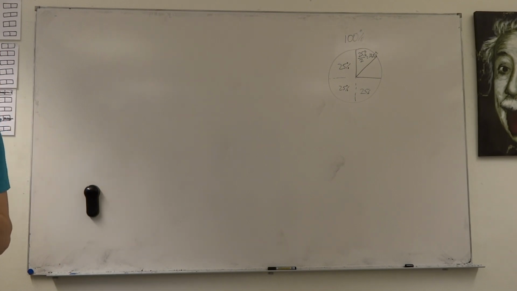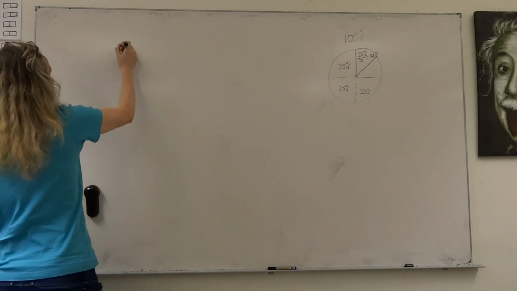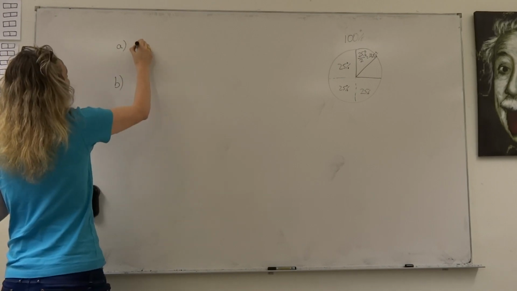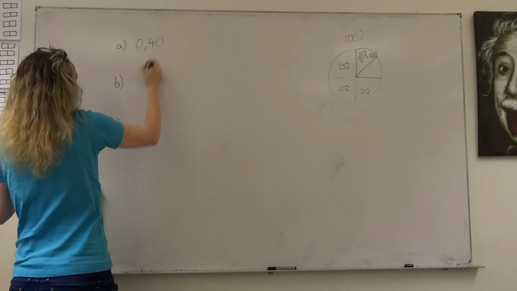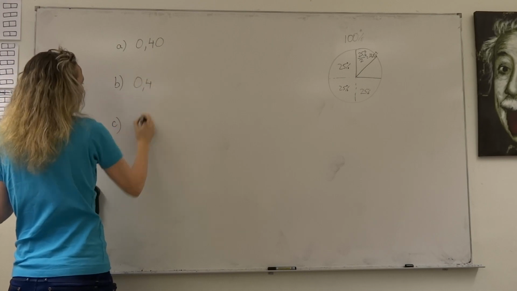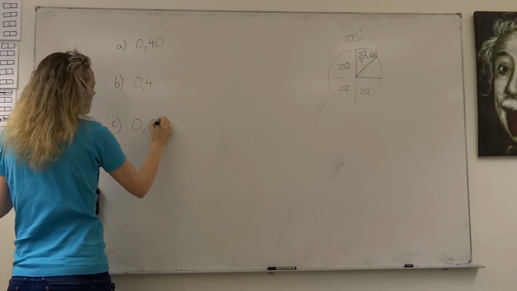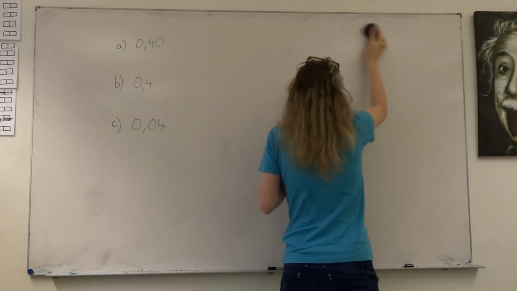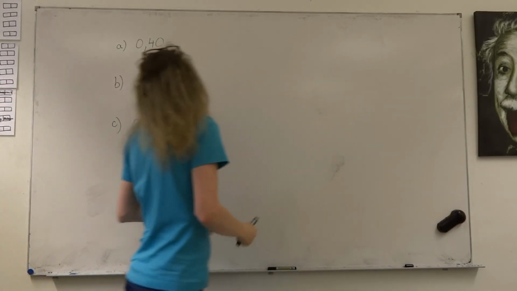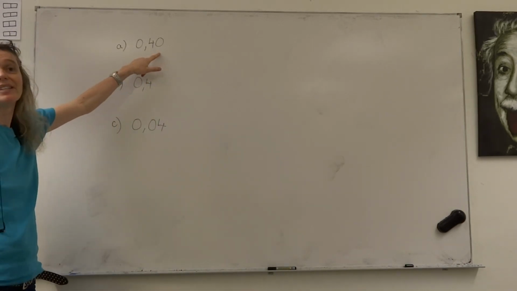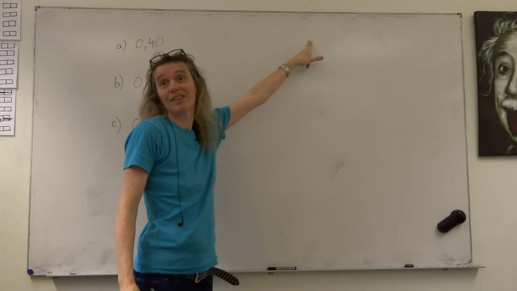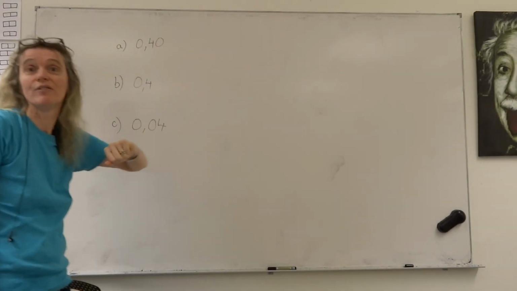Then it says, write the numbers as a percentage. A, B, C. 0.40, 0.4, and 0.04. You should notice that these and these are exactly the same number. We could write as many zeros as we like there if we wanted. They go on to infinity.